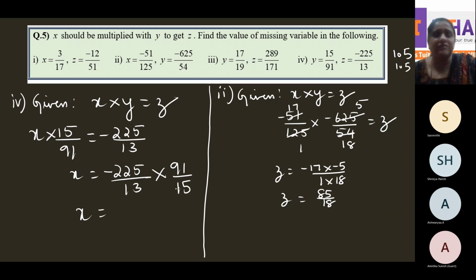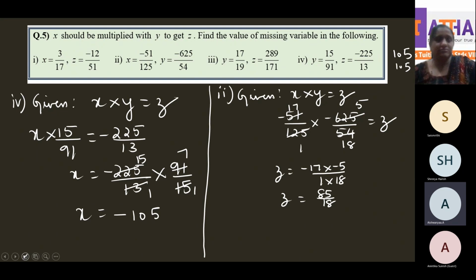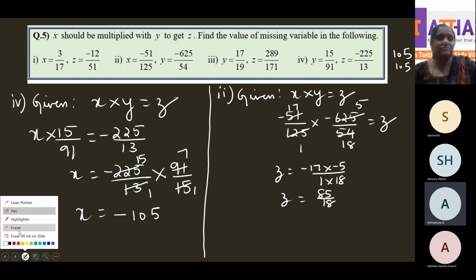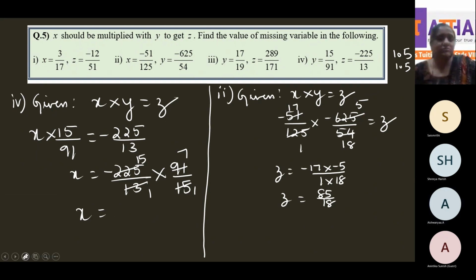Now, 15 ones are 15, 15 times 15 is 225. 13 ones are 13, 13 sevens are 91. So it's minus. Girls, you forgot the minus sign. It's minus 105. 15 into 7. I missed the minus. Yeah, it's minus. Ma'am, I got the correct answer, ma'am. Very good. Minus 105. This is the presentation.